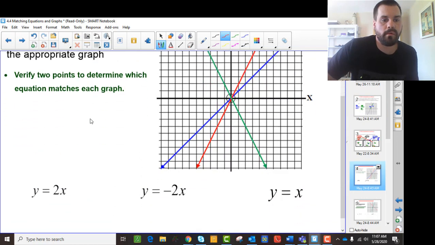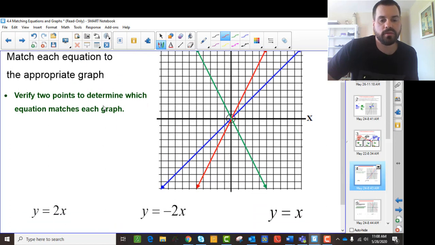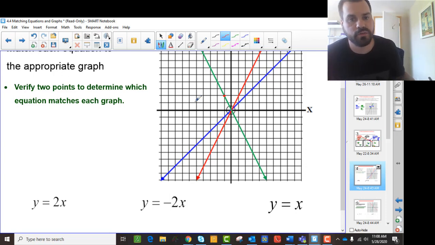So again, we're trying to match each equation to the appropriate graph. Now, what you'll notice is there's a couple of things that will make this a little bit easier. As soon as you know that one point doesn't work, you're done. So if I pick this point right here, which is -1 and 2, if I plug -1 and 2 into here, I would get 2 for y is equal to 2 times -1. And that means 2 equals -2. And we say that's not true.